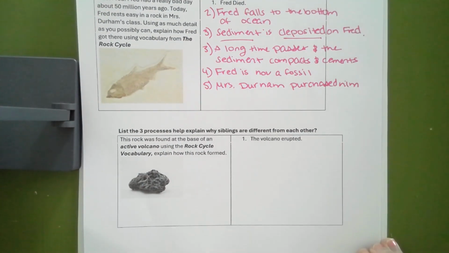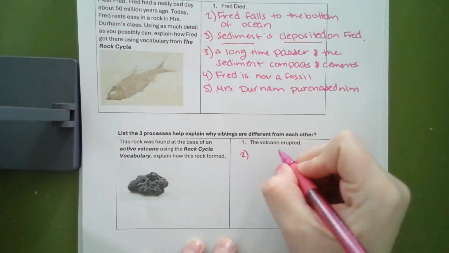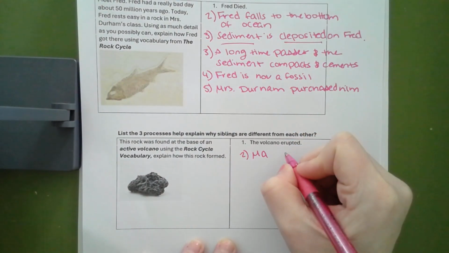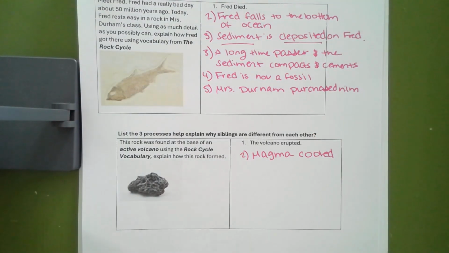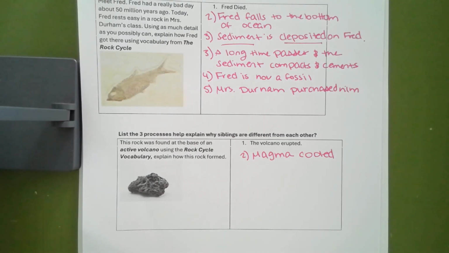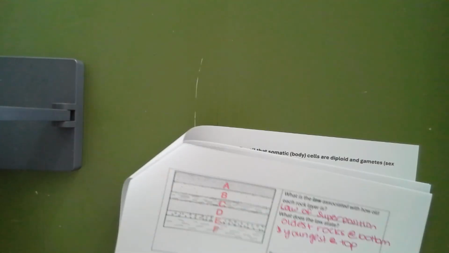All right. This rock was found at the base of an active volcano. Using the rock cycle vocabulary, explain how this rock was formed. Okay, so heat and pressure. It erupted and then it cooled, right? And then rock. That's it. That's the whole thing. Yep. Were you scared because there was such a big space? Nope. Okay. That's good. You can store the spaces.